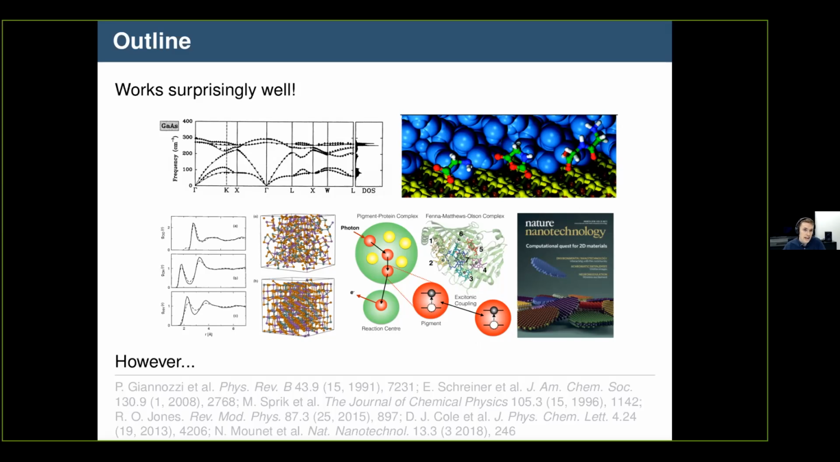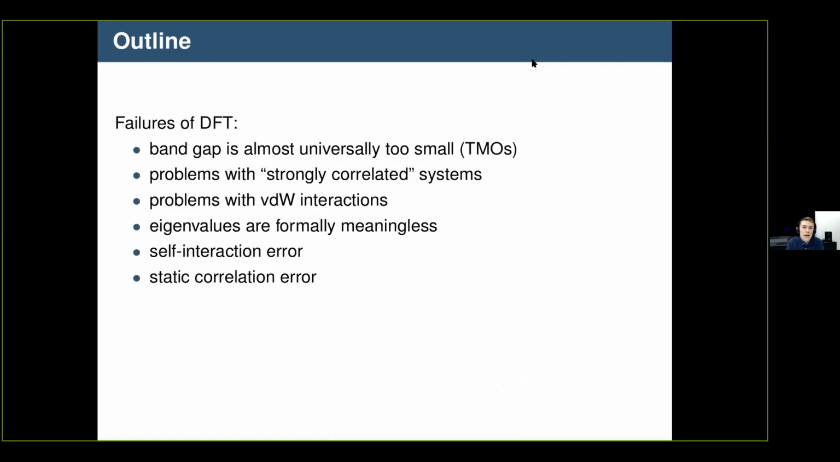However, of course, it has its drawbacks. There are several well-known failures of DFT. Perhaps the most notorious is the fact that the band gap is almost universally too small, and the transition metal oxides are a really well-known example of this. DFT can predict some of these to have very small band gaps, or even to be conducting, when largely they should be insulating with a band gap of several electron volts or more.